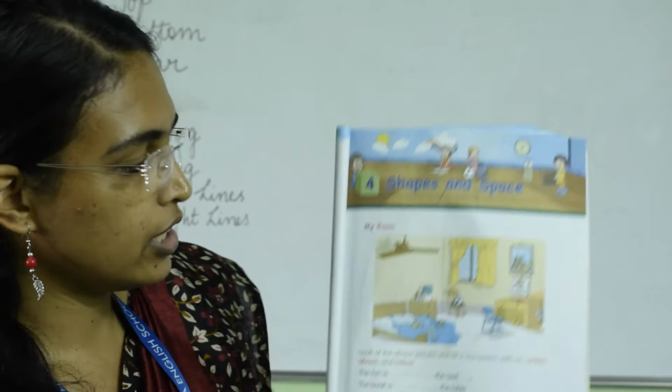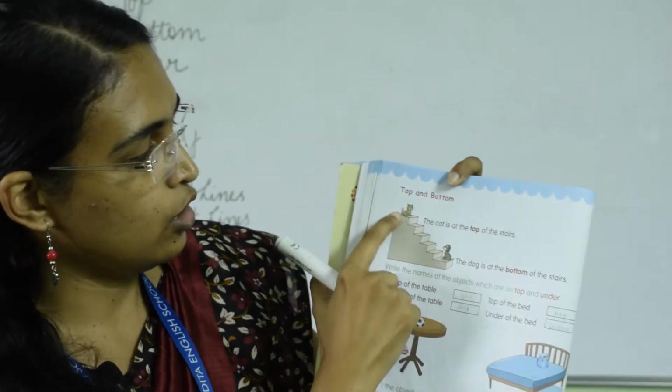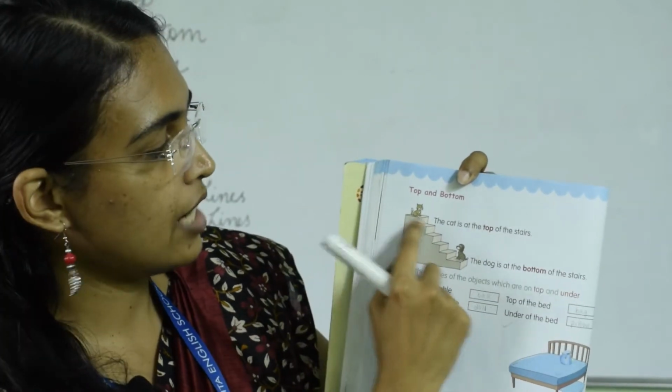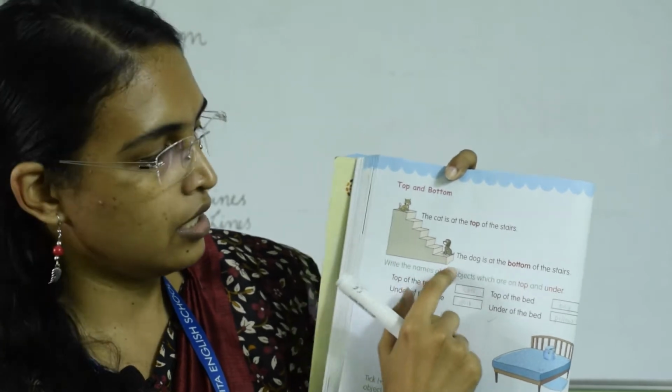Okay. Now turn the page. Come to next page. We have discussed about top and bottom. What is this? This is a stair. Look, the cat is sitting where? At the top. ऊपर बैठा है ना? That is called top. And the dog is sitting down. That is bottom. Okay?